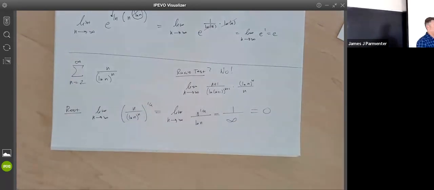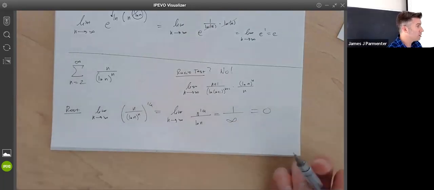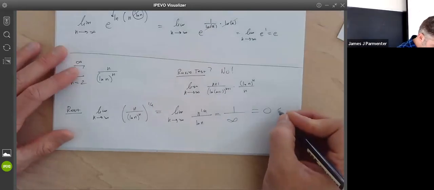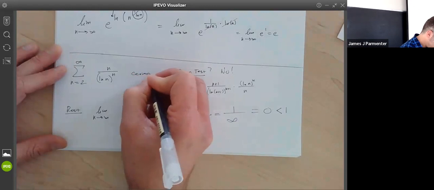And then you have to remember what it means, right? We've taken all these limits and they're like, why are we doing this? What is it telling us? So remember, this 0 is like your ratio. And if that ratio is less than 1, then this series converges.